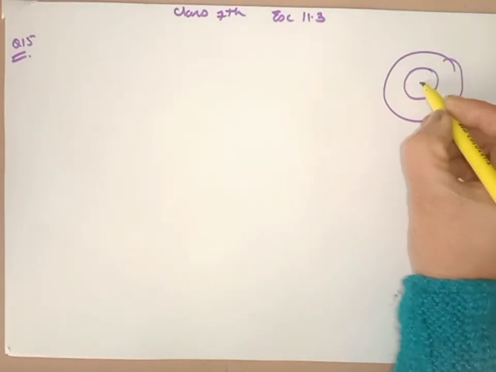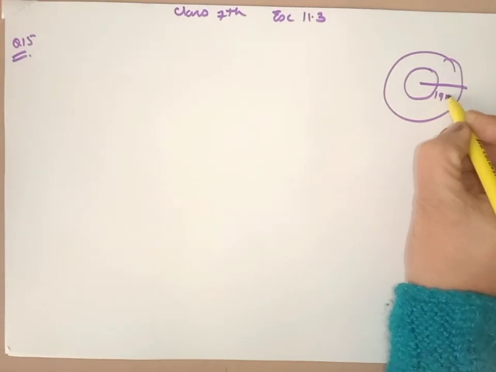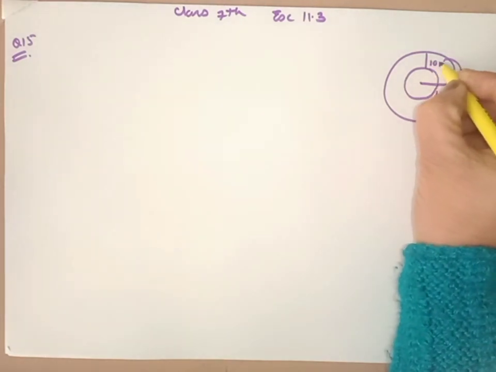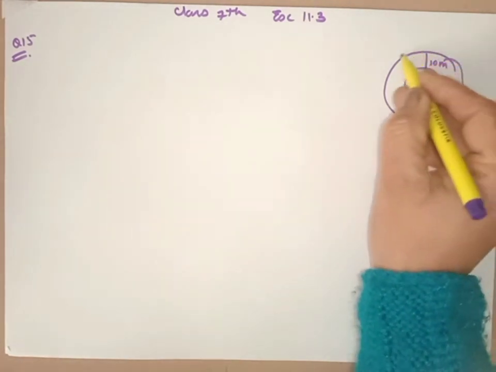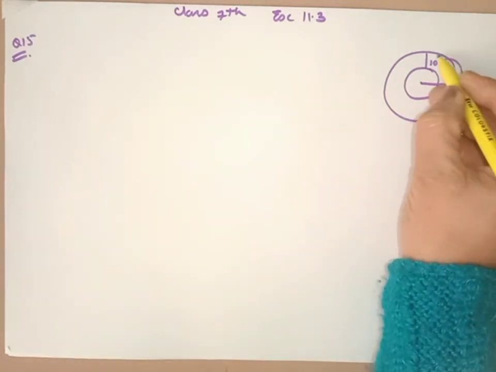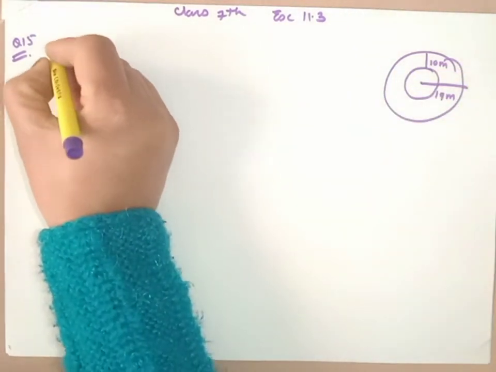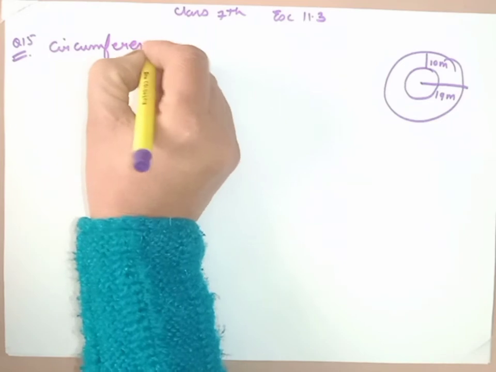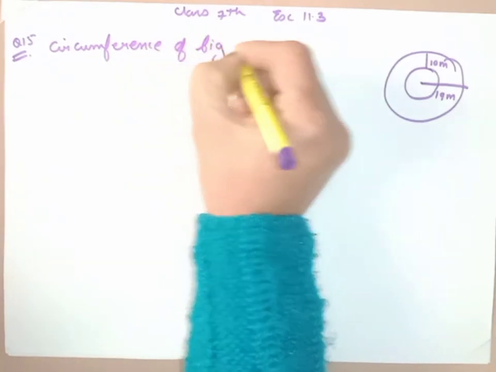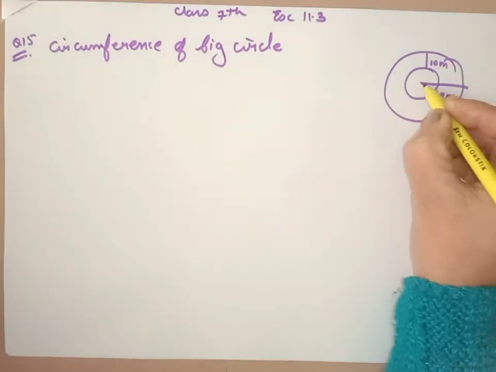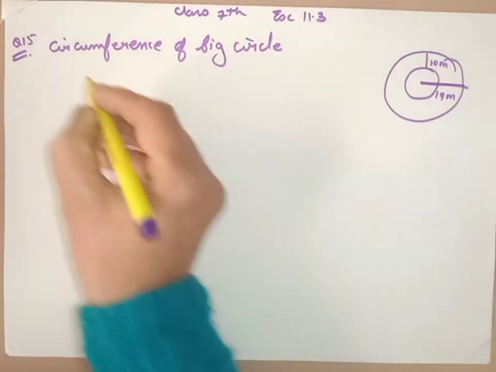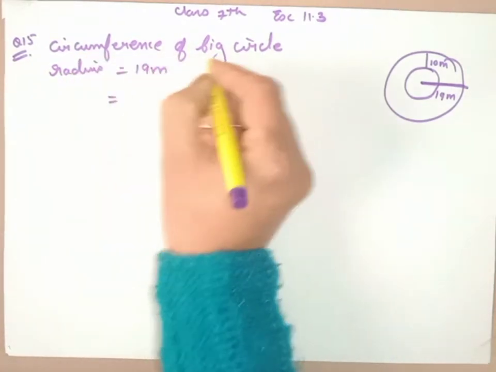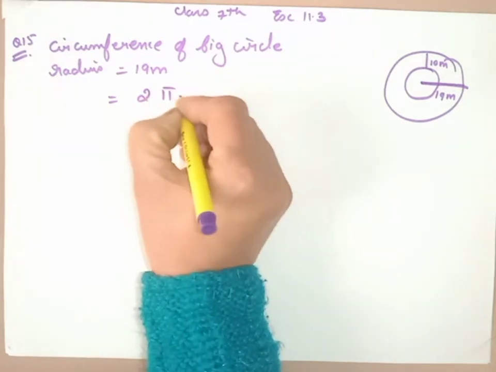From the center till here it is given 19 meter, and the path of this outer circle is 10 meter. So first I will find the circumference of the big circle. Because from the center the radius is given 19, the radius is 19 meter, and the circumference formula is 2 pi r.